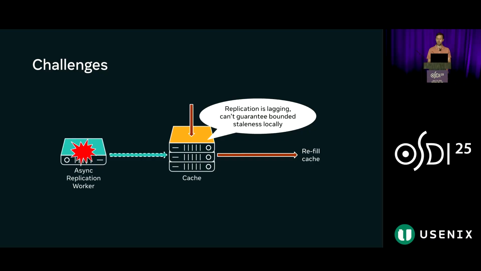To enforce bounded staleness on requests where replication is lagging, cache hosts can refill their cache using a more up-to-date source, such as the database primary. While this ensures clients see bounded staleness, it can cause significant operational issues.